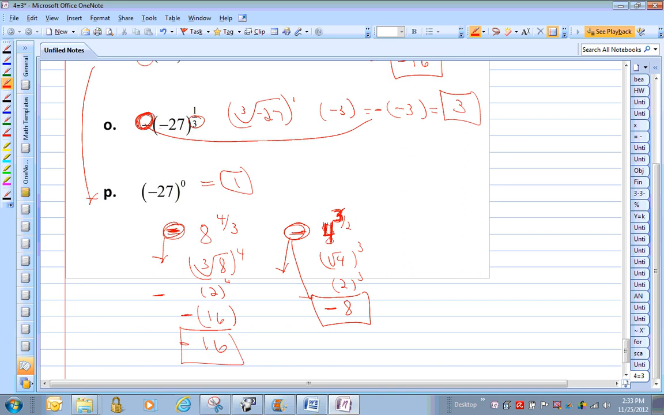If you have a negative on the outside and nothing in here, you know the final answer will be negative. If you have double negatives, it can be positive or negative. So just pay careful attention.